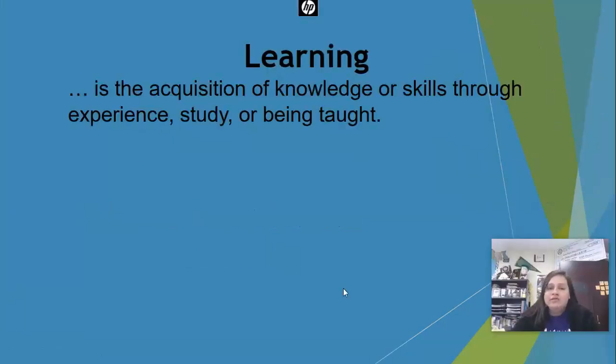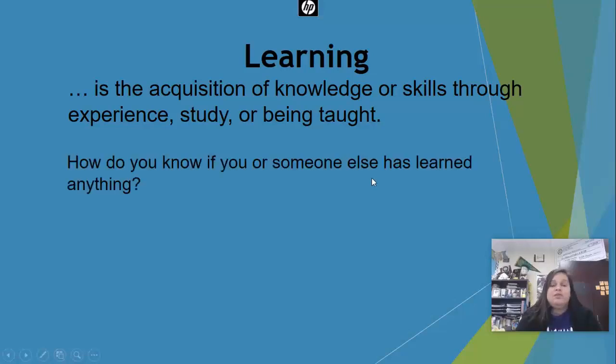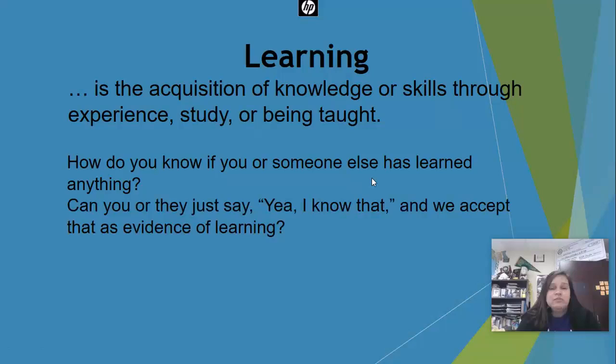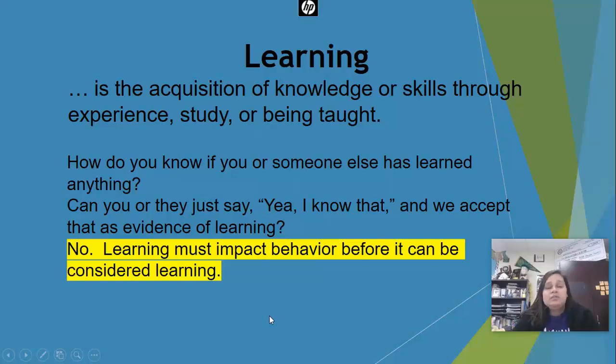Learning is when we gain new skills and knowledge through experience, through studying, through being taught, and sometimes just through being alive, that we pick up on things from our environment. But how do you know if somebody has actually learned something? You can't just say, I know that. And you may, but you aren't able to prove that you know it until you show it through your behavior. So learning has to impact behavior before it's actually considered learning.